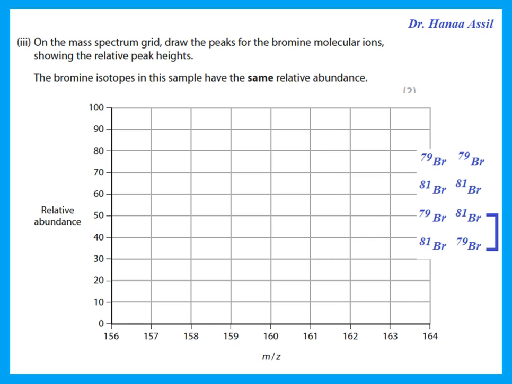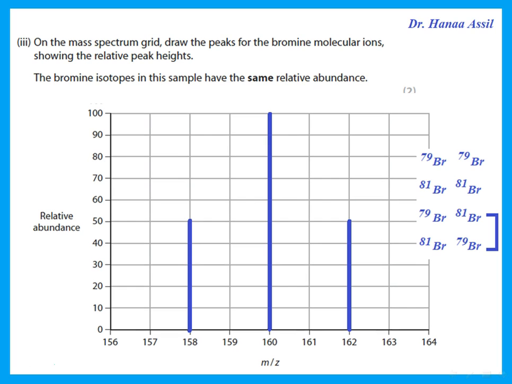Or one of them is 79 and the other is 81, so it will be 160. And I have two options there. And that means the relative abundance of the peaks. If the one at 158 is 50, then the one at 162 is 50. The one at 160, that is the one in which one of them is 79 and the other is 81, and we have twice the possibility, so that would be twice the height.